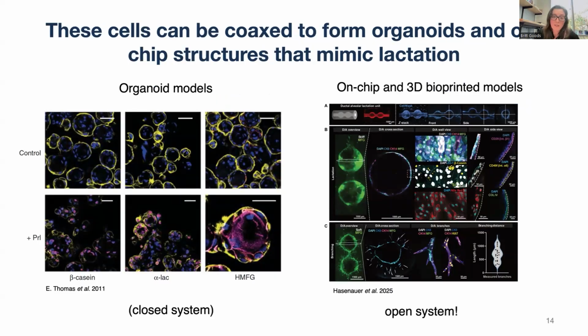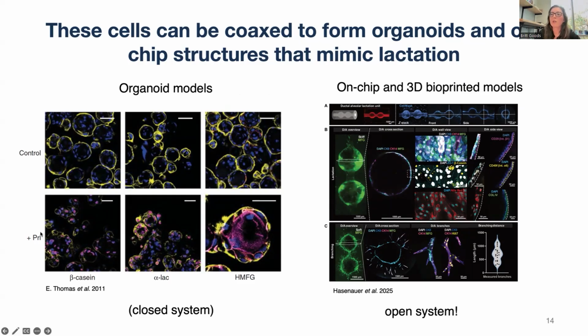You can also take these cells and coax them to form organoids and on-chip structures, which can be really valuable for studying human lactation and things, for example, like drug transport and drug exposure. This is one of the earlier examples, a paper from 2011, which I think might have been one of the first to show that you could take these cells from human breast milk, grow them on top of Matrigel, and get formation of these spheroid-like structures.